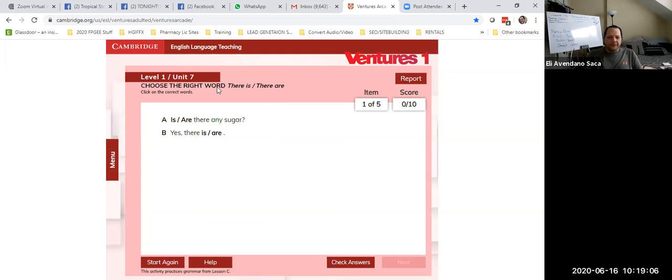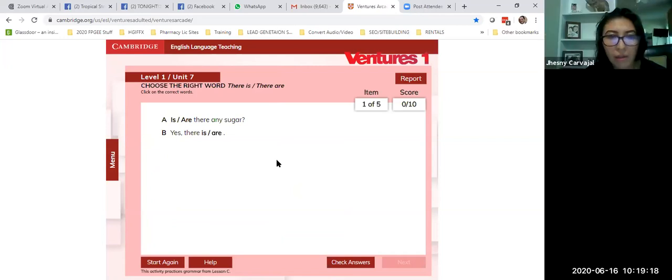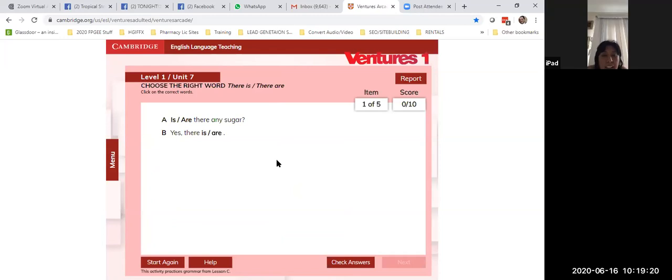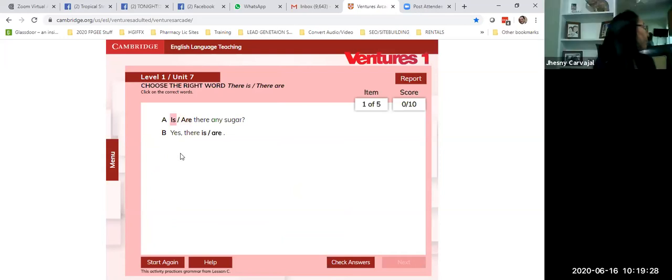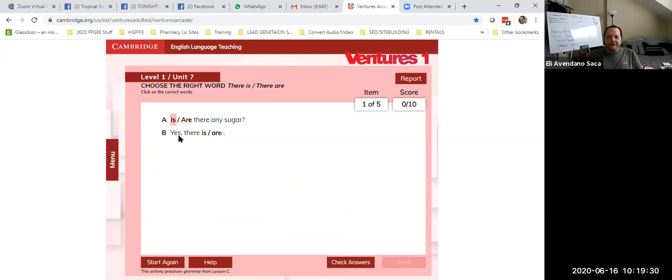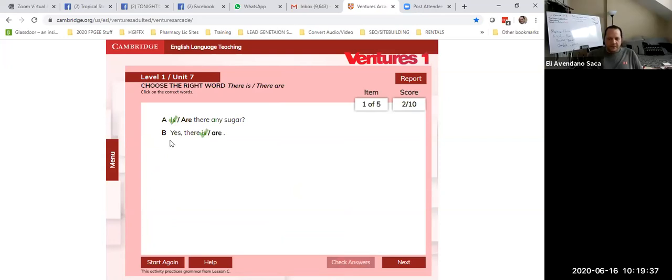Choose the right word. There is, there are. Is, are there any sugar? Is there any sugar? And the answer is? Yes. Okay. So, is there any sugar?